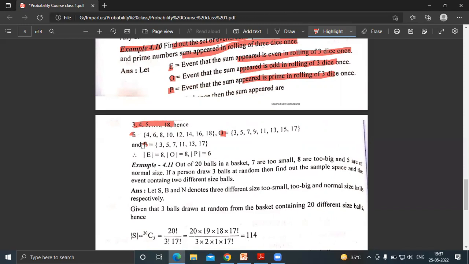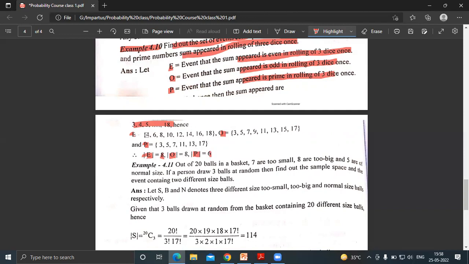Then a prime number means a number divisible only by 1 and itself. So the prime number elements are 3, 5, 7, 11, 13 and 17. If you count them, the cardinality of E, the even number event, is 8, the odd number cardinality is 8, and the prime number cardinality is 6.